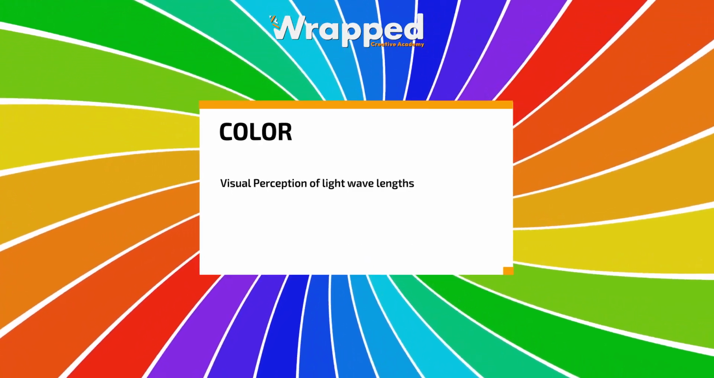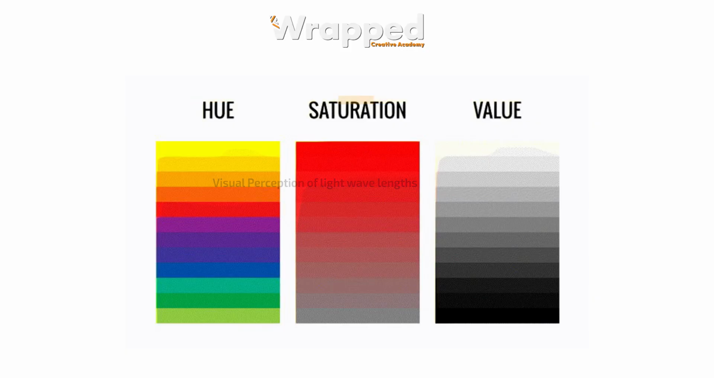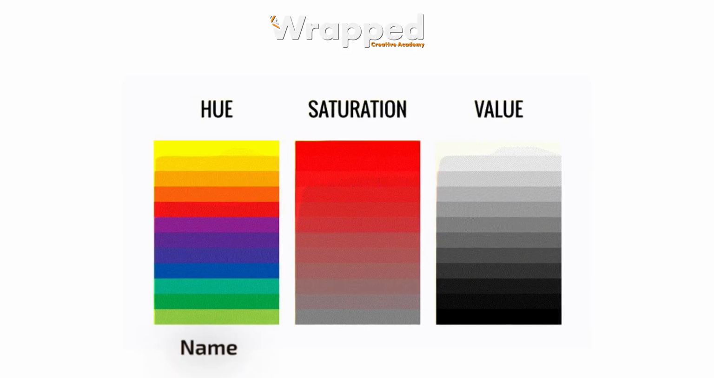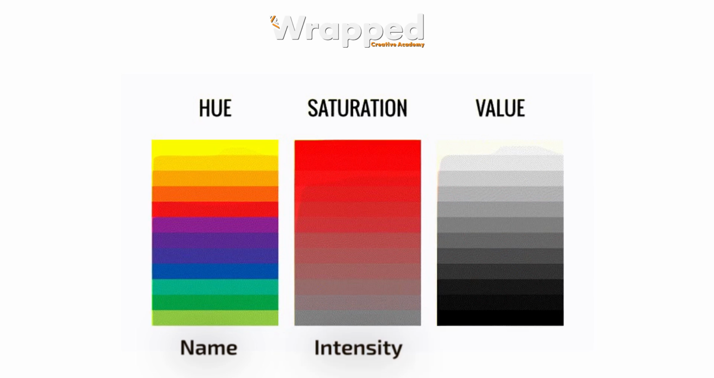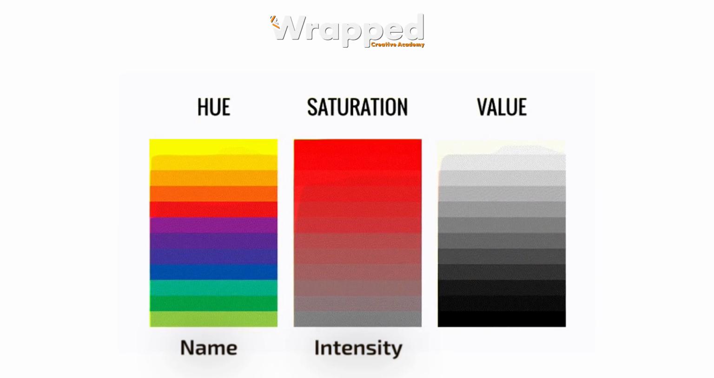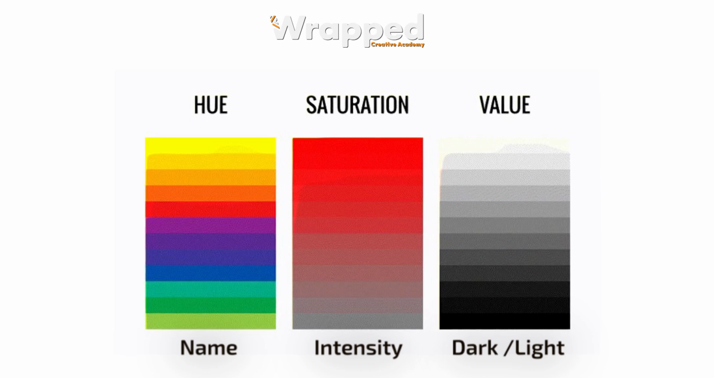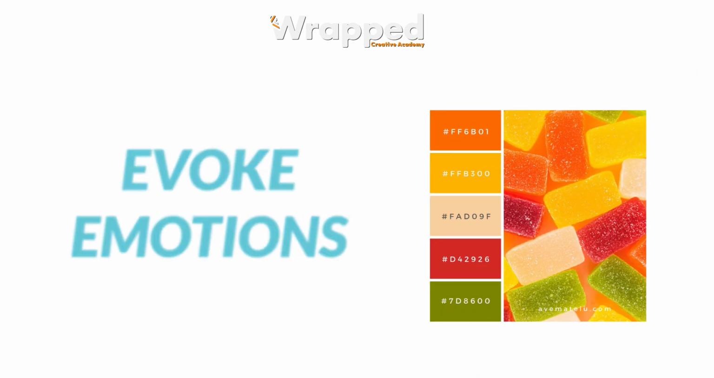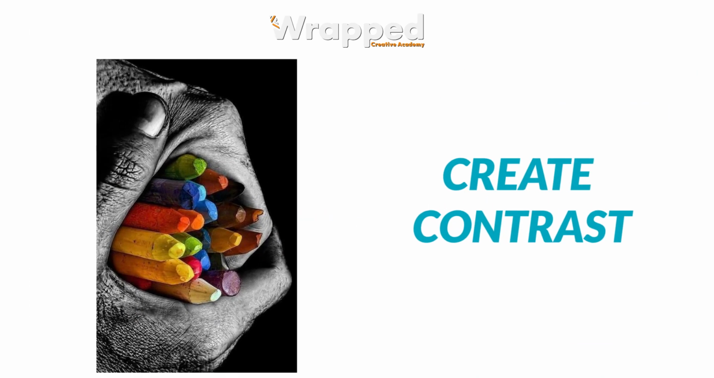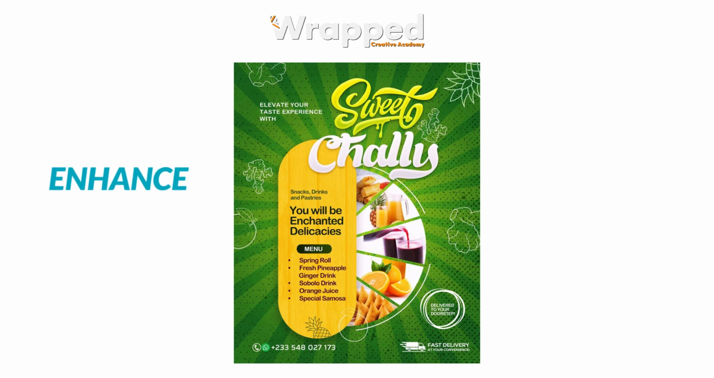Number four, we have color. Color is visual perception of light wavelengths, defined by hue, that is to say the color name, saturation, that means the intensity of a color, and value, that is the lightness or darkness of the color. Colors help us to evoke emotions, create contrast in our designs, and enhance visual appeal.